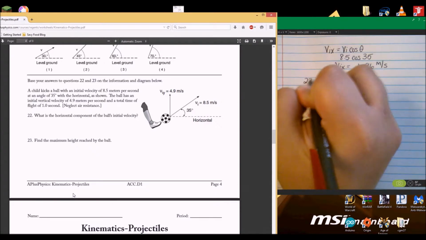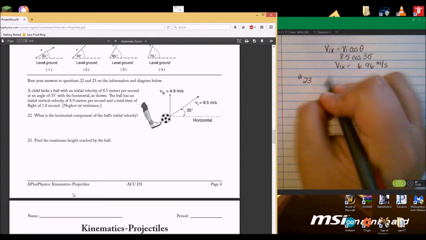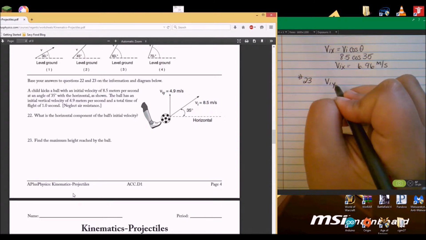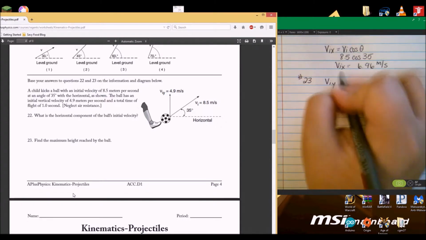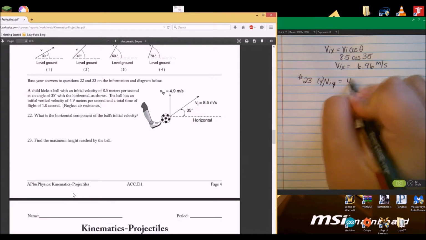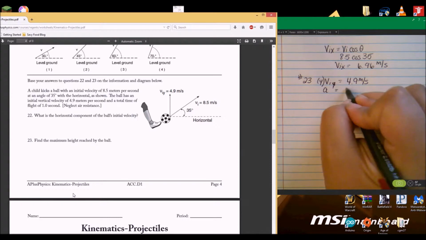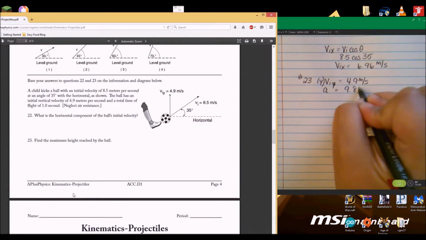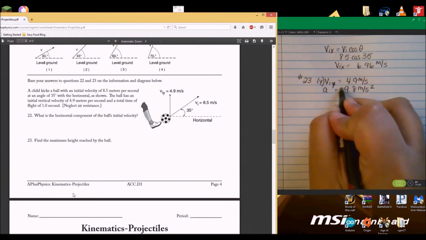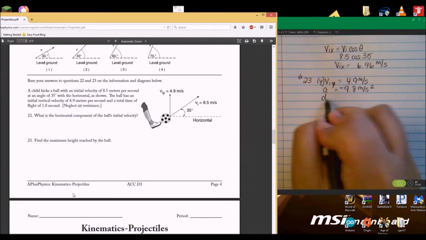Okay, and then question number 23 is asking to find the maximum height reached. So in order to determine the maximum height reached, we're going to have to consider the y component. So we know that the v initial of y is given to us, for the initial velocity, which is going to be v initial y, is given to us as 4.9 meters per second. We also know that the acceleration, because it's in the y direction, it needs to be accounted for, is 9.8 meters per second squared. And because this is constantly acting on it in the downward direction, we're going to make sure that that's negative. And then we're looking for what is the distance that it traveled.